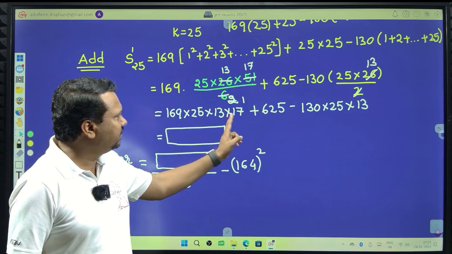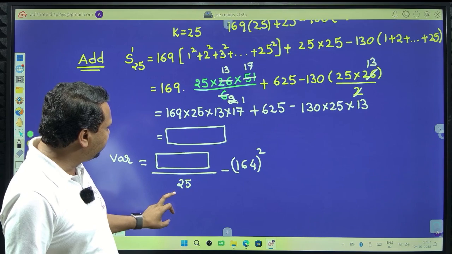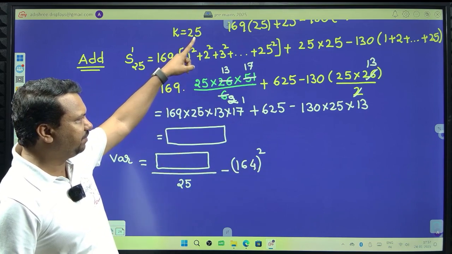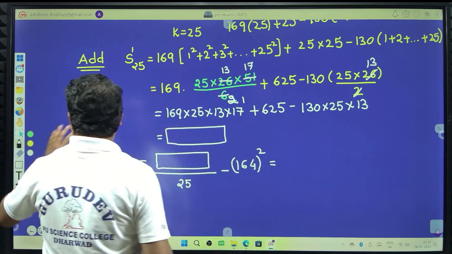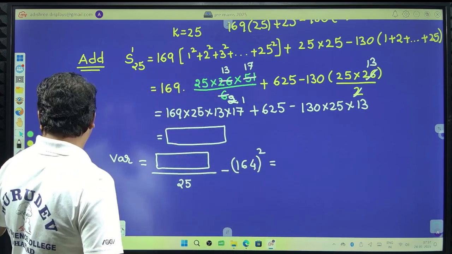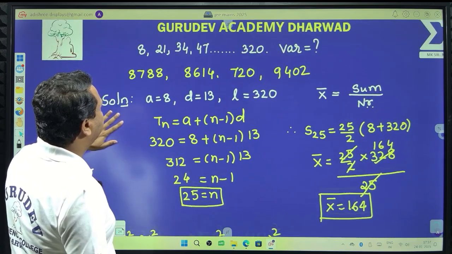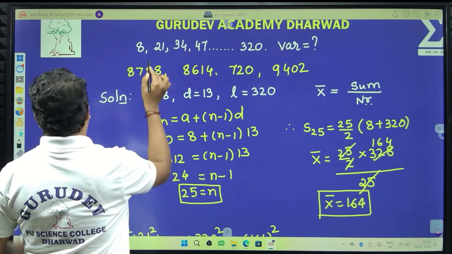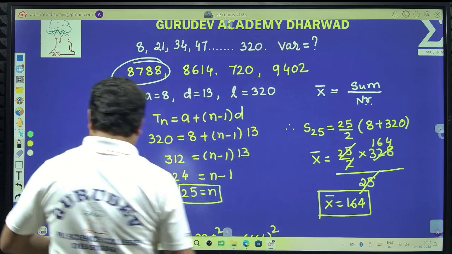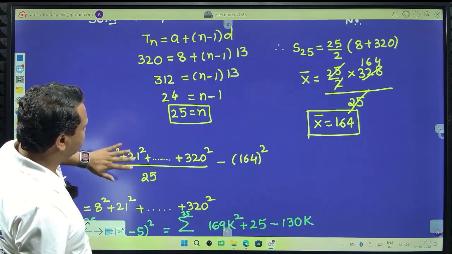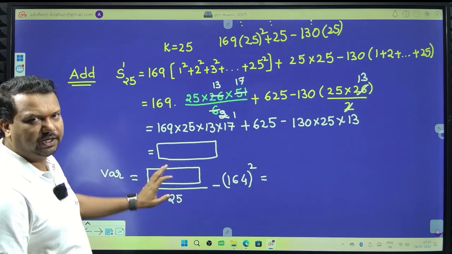So, you have to take care of all these calculations and multiplications, and solve it patiently. Then you will get that value divided by 25 minus 164 square, which is the mean square. Then you can check the answer. When I solved it, I got the answer as 8,788. Clear? This is the approach. Please take care of this. This particular step I have left for you. I request you to kindly let me know what should be the answer in this case. Clear? Then you calculate the remaining.